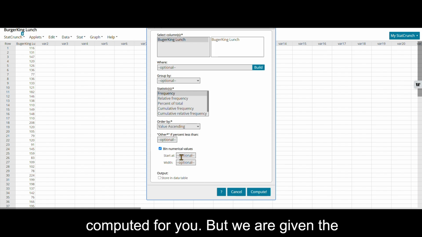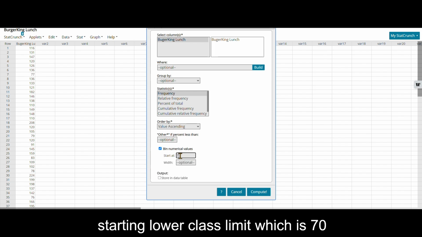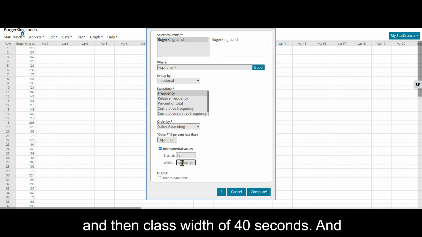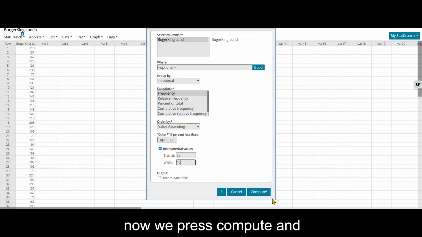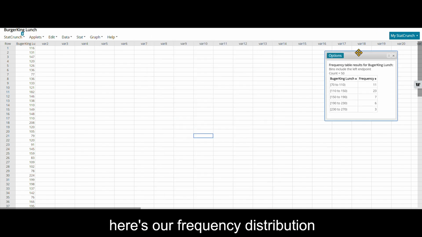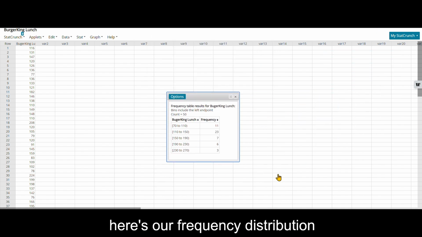But we are given the starting lower class limit, which is 70, and then a class width of 40 seconds. Now we press compute, and here's our frequency distribution table.